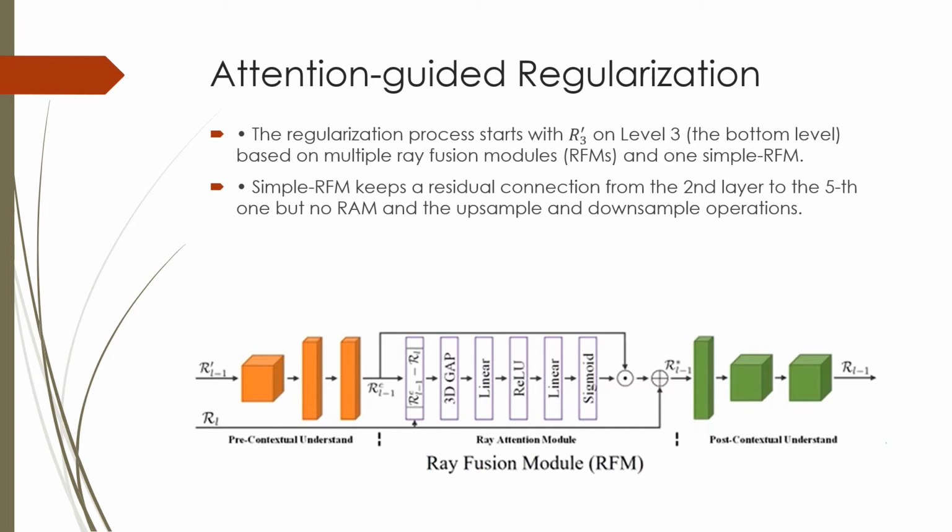After that, the regularization process starts with R3 dash on level 3 based on the multiple ray fusion module RMF, which has upsampling and downsampling and also has a RAM module. Here we use a simple RMF also. Simple RMF keeps a residual connection from the second layer to the fifth one, but has no RAM and no upsampling and downsampling operation. The RMF module has a pre-contextual understanding module and a post-contextual understanding module.